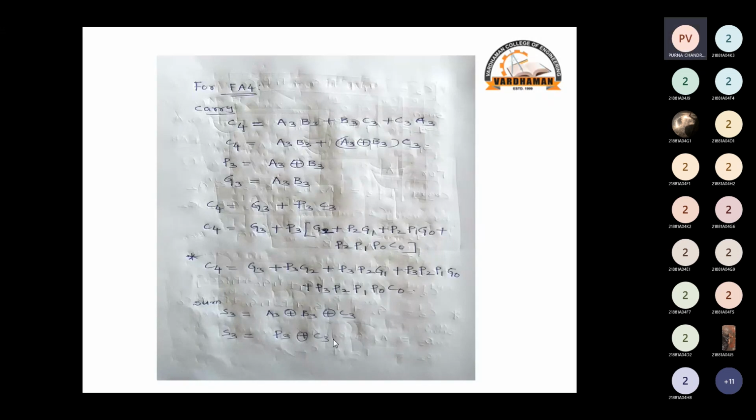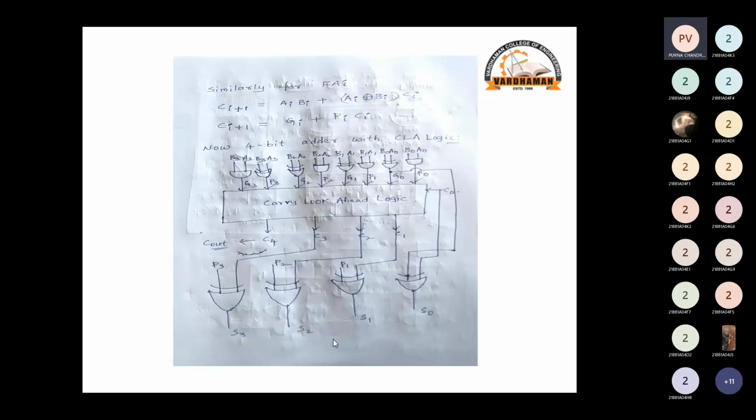Now similarly for the ith full adder, the carry Ci plus 1 is equal to Ai Bi plus Ai XOR Bi into Ci. What is Ai Bi? That is equal to Gi. And Ai XOR Bi is equal to Pi, so Pi into Ci. This is for the ith full adder.